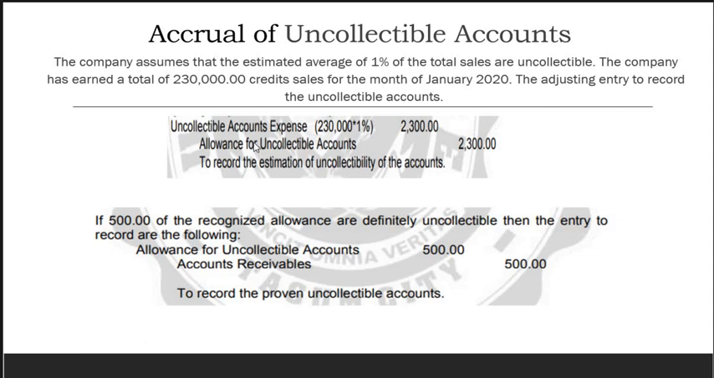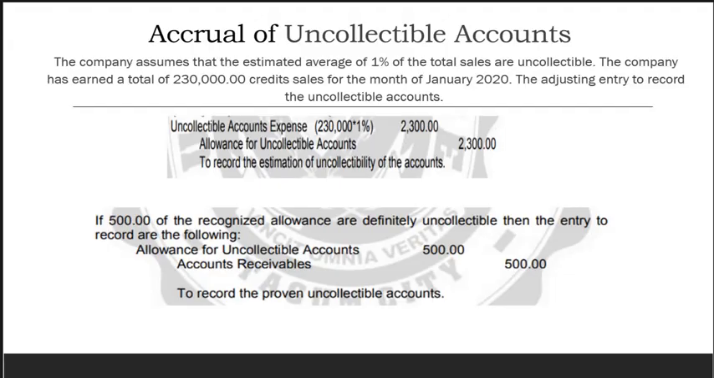This uncollectible accounts expense can also be called bad debts expense, then the credit is allowance for bad debts. It can also be doubtful accounts expense, and then the credit is allowance for doubtful accounts.